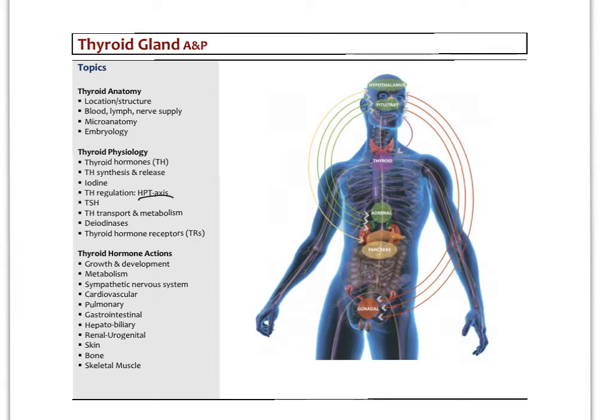Role of TSH, thyroid hormone transport, the deiodinases, which convert the T4 to the active T3 within cells, and then thyroid hormone receptors.